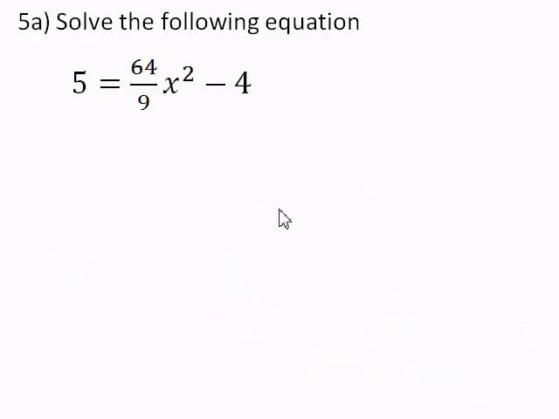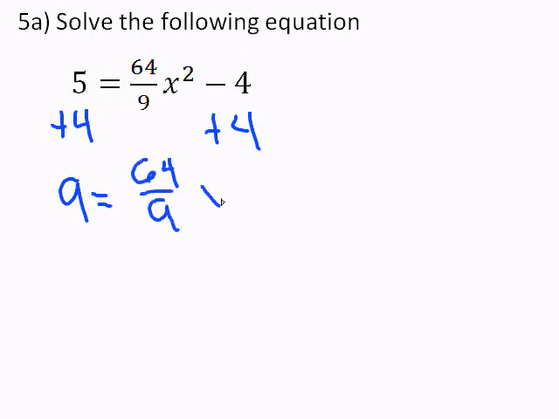Here's an example for you to try. Go ahead and work it out, pressing pause, then press play when you're ready to see the answer. Alright, for this one we work it out much the same way. We're going to add 4 first to both sides, giving us 9 is equal to 64 over 9 x squared.